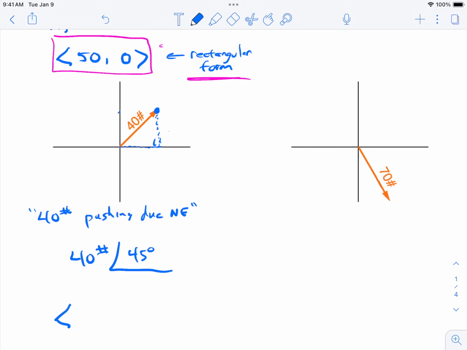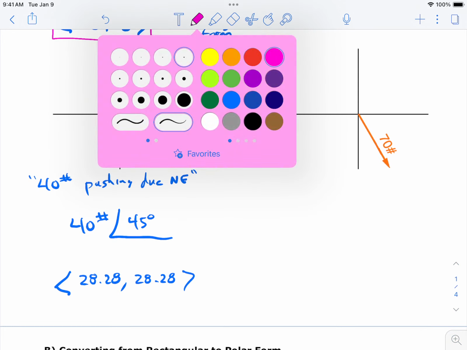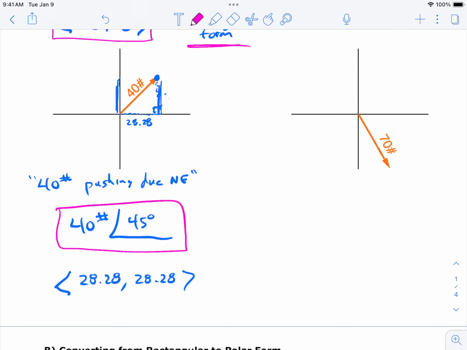And if you trust me, I did a little SOHCAHTOA ahead of time, and hopefully you'll trust me on this. You can try it yourself, make sure you get the same thing. But it turns out this is about 28.28 pounds along the x-axis here, and then this would be another 28.28 pounds. And again, you can say along the y-axis, or in the y direction, however you want to say it. So here's our two main mathematical forms for that vector.